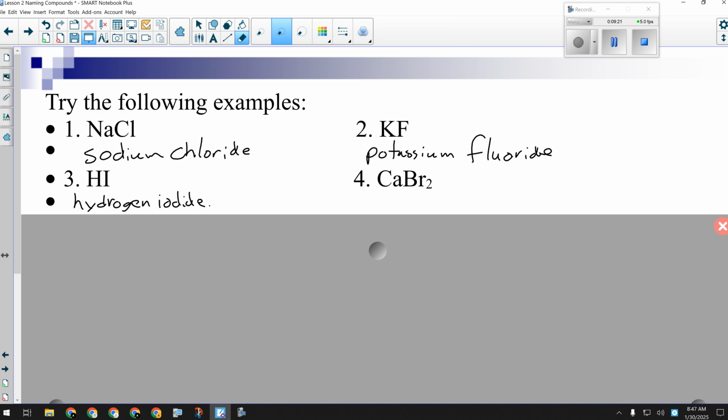Hydrogen's the exception here. All right, and number four, what's calcium? Ca, that's what it is. And what's the other part of this? Bromide. Right. So it's bromine, but we would write it as bromide. Is that ringing the bell from last year? Yeah.